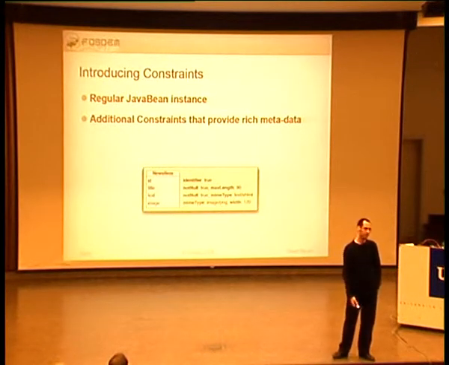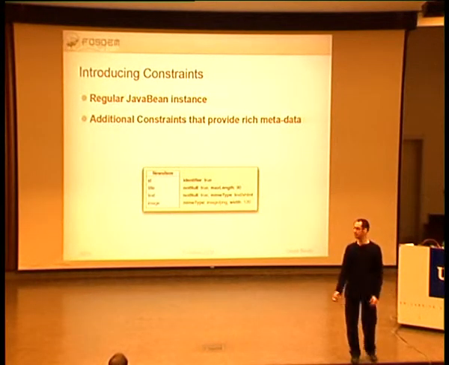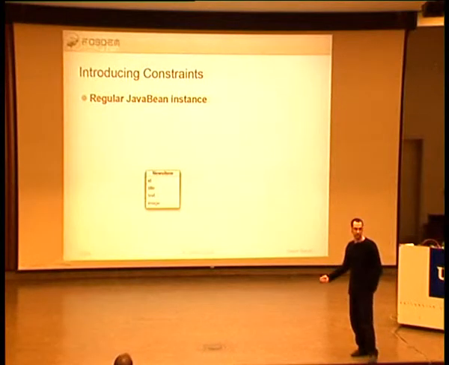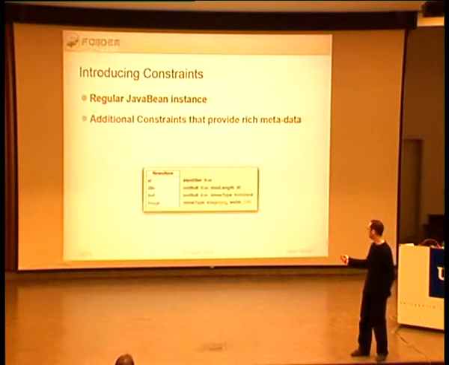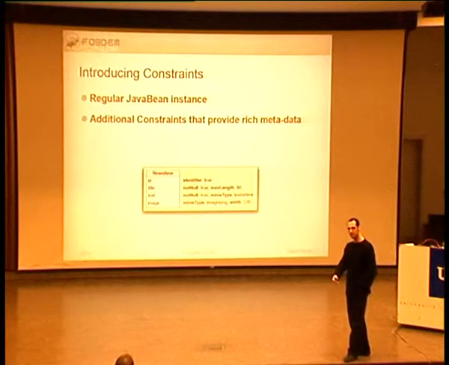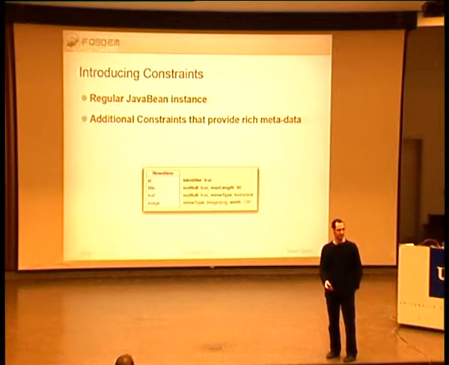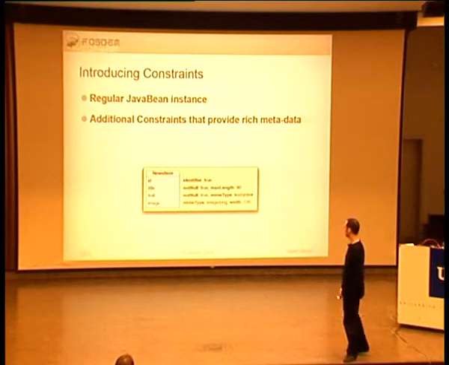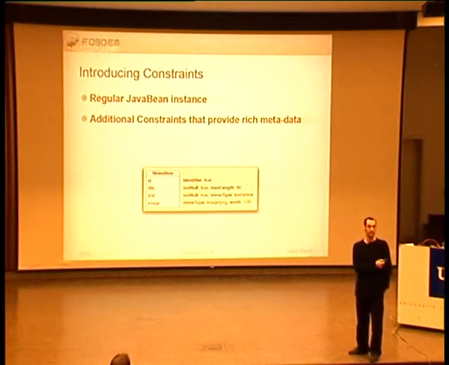I add some constraints because these properties on their own say nothing. They just say that they are there. And I add some constraints to give them additional meaning, to add metadata to the original structure. So I say that the ID is actually an identifier. It identifies the news item.